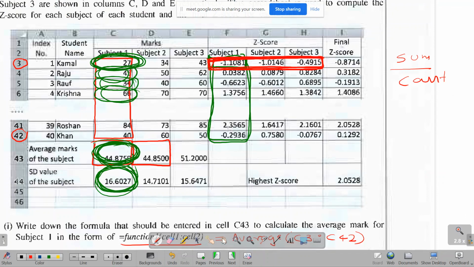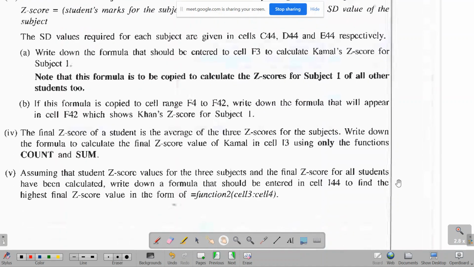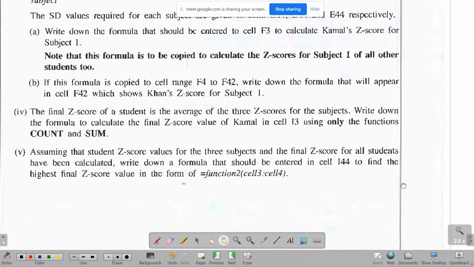So the fifth part, assuming that the student's Z score value for 3 subjects and the final Z score for all students have been calculated, write down a formula that should be entered in cell I44 to find the highest final Z score value in the form of function ( cell 3 colon cell 4 ). So it's very easy. We have to use the max function, right?